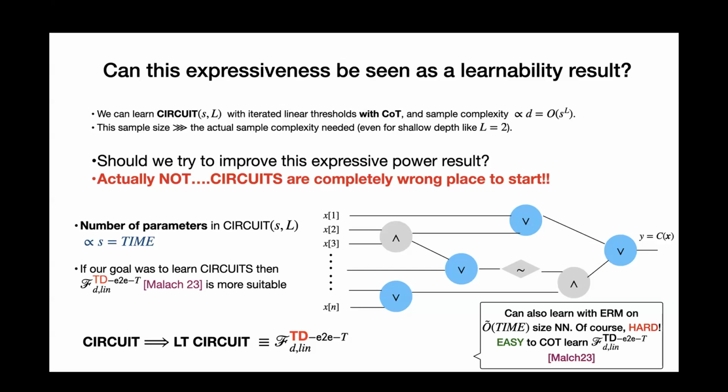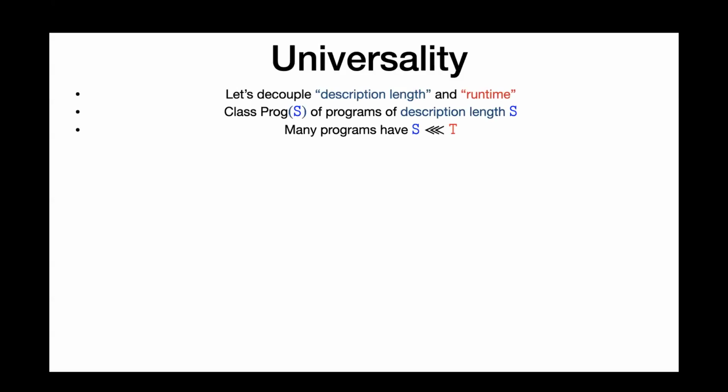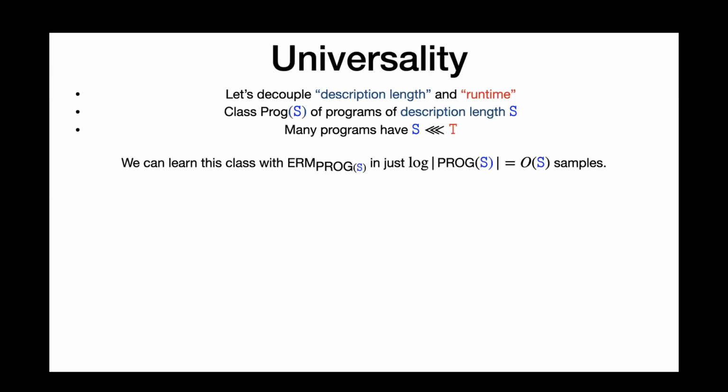So if this is not what I care about, then what is it that I care about? The question is, what is the universality that I care about, and what is the question that I am trying to put here? So let's try to decouple runtime and the description length of the program. Let me consider this class of programs whose description length is at most n. There are many programs which have very low description length, but can run for a lot of time. And if I want to learn this class, then I can just do ERM over this class of short programs, and I can learn this class in order S samples. But the problem with this class is that this ERM is not just intractable, it's not even computable, because some programs may never halt, even though they have very low description length.